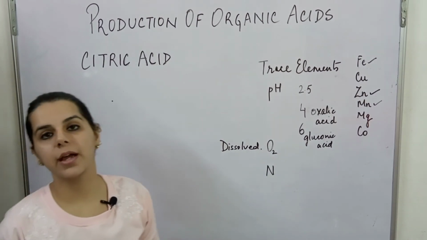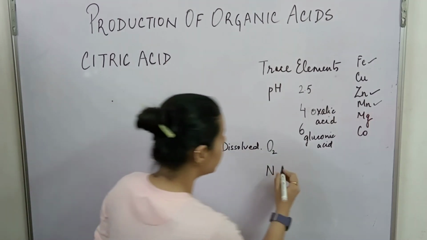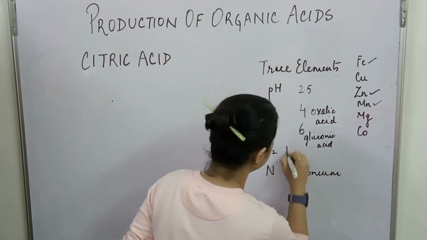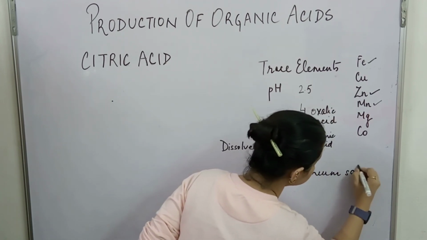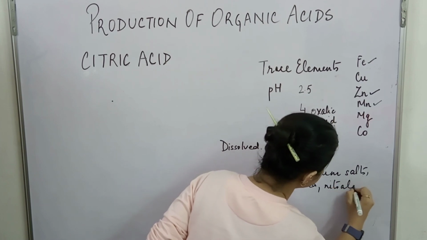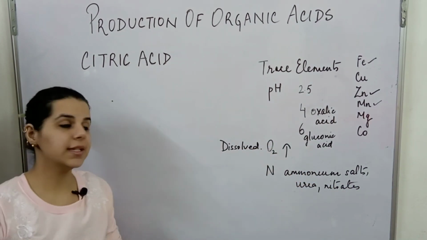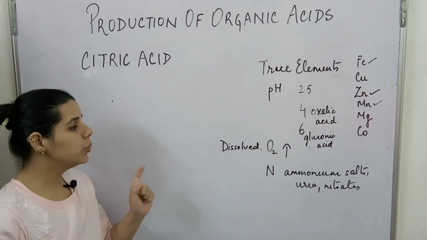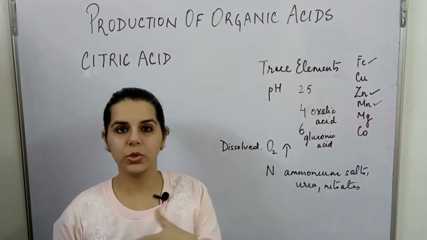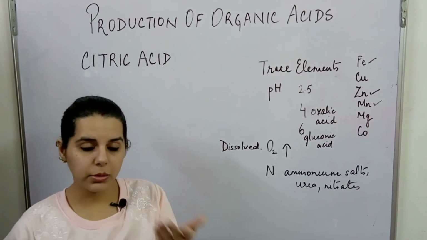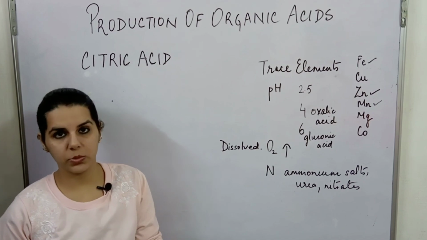Then, when we talk about nitrogen sources, we have ammonium salts, then urea, then nitrates. All these are very good sources and support citric acid production nicely. There is one more point: in the case of molasses, if you are using molasses as a carbohydrate source, there is no need to add a nitrogen source separately. You don't need to add them separately. Okay.